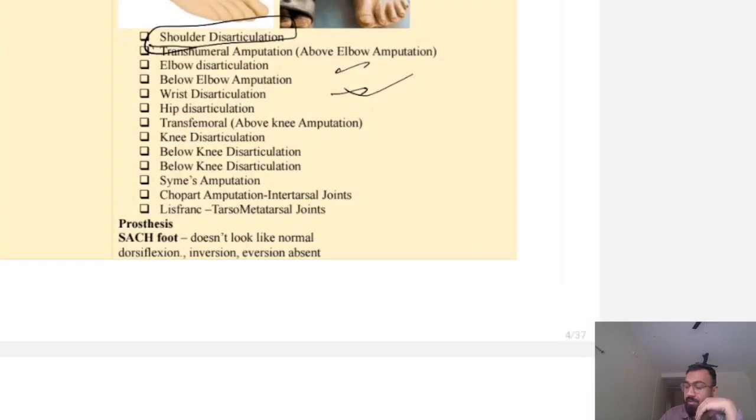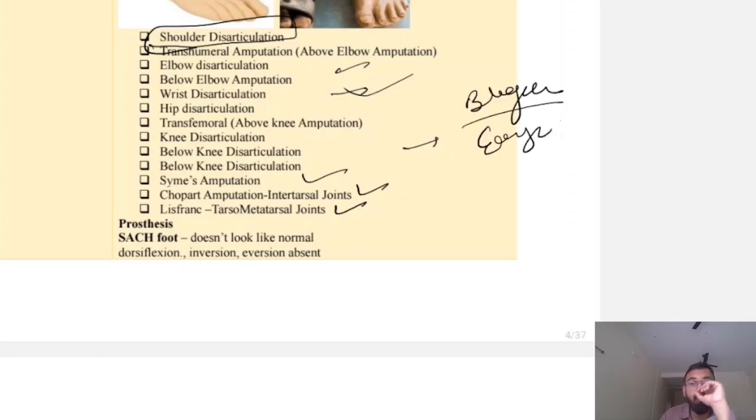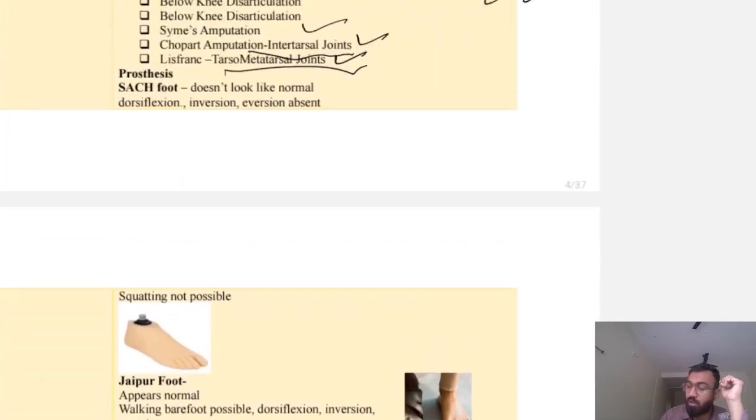Okay. Now there are three types of amputation: Syme's amputation, Chopart, and Lisfranc. And we have done amputation also in patients who have Buerger's disease. Buerger's disease is gangrene due to smoking. Okay. So Chopart amputation is intertarsal and Lisfranc is tarsometatarsal. Now there are two types of foot.